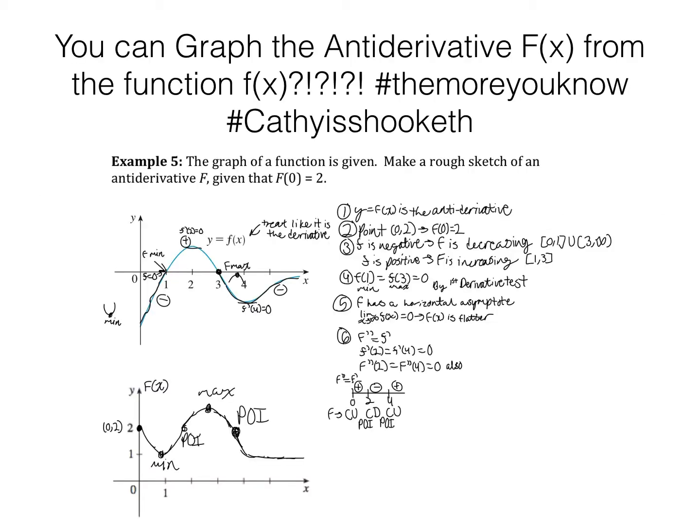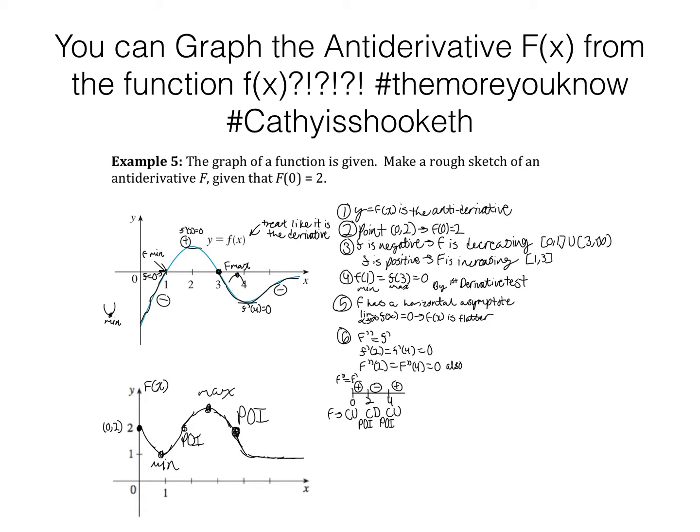Another thing that you might be surprised by is that you can graph the antiderivative, capital F of x, from the function f of x. In this example, the graph of a function is given. Make a rough sketch of the antiderivative F, given that F of 0 equals 2. In the first step, we know that F is the antiderivative of f, so the point (0, 2) would be F of 0, which equals 2.